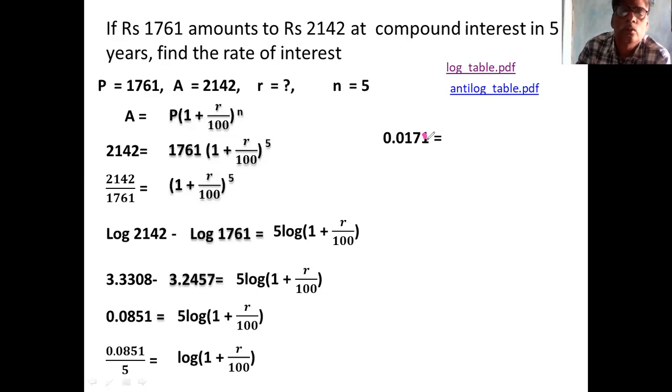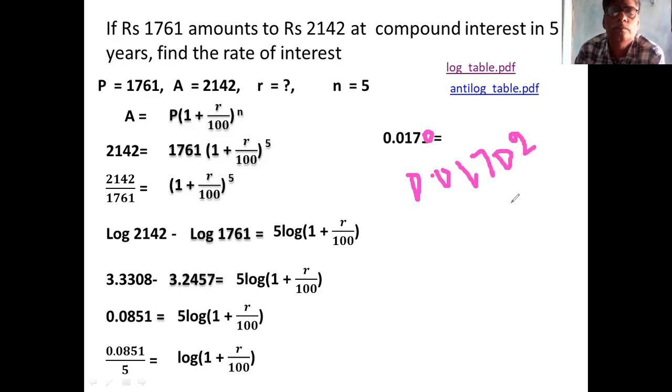You take this as 0.02. Is that there? 0.01702. Is it your answer? Yes. Then you leave these two numbers and take the four numbers 0.017. Okay.